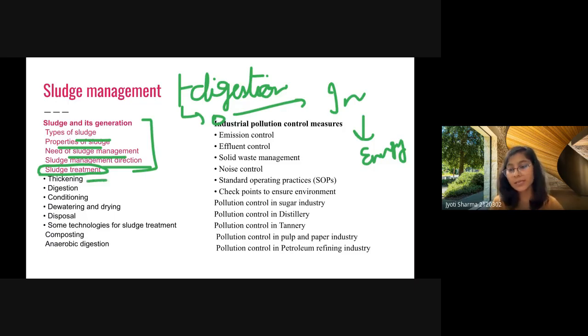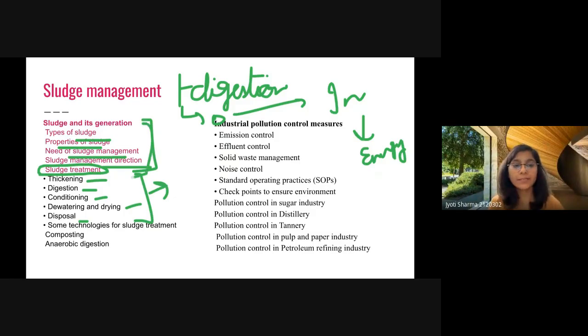One process is thickening. We will talk about this. Digestion, conditioning, dewatering, and drying, disposal. For each of these processes, we need a proper technique, proper instrument, proper method. For example, if we want to dewater the sludge, we have different types of filters that we will use to dewater. If we want to do conditioning, we need addition of some chemical in the sludge. So likewise, we have different methods among these processes. We will talk about this at length from this slide.